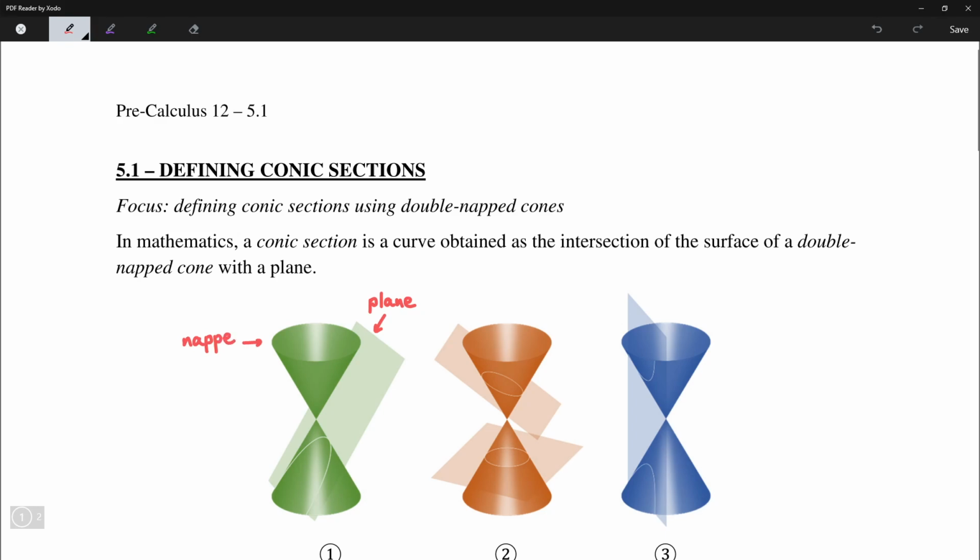And in this case, the curve that is formed from the intersection right here is a parabola. The singular point that connects the two naps is called the vertex.